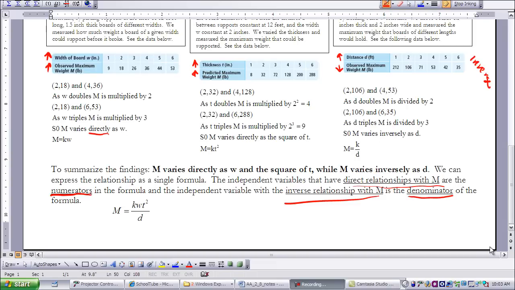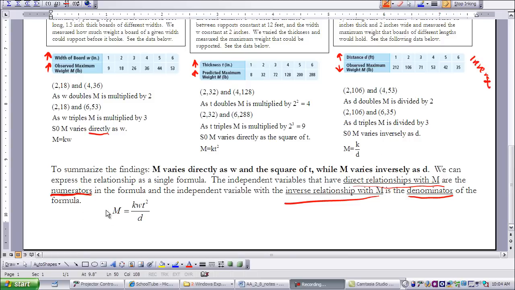Now that we've gone through and looked at each of the different relationships to the weight, or m, we now get to summarize our findings. This is the fun part. This is where we get to take each independent variable and insert it into our formula. So what we do is we look at the relationship. So here you can see I have it in bold. M varies directly as w. See it here over in this equation. And the square of t, as in this equation, while m varies inversely as d over in this equation.